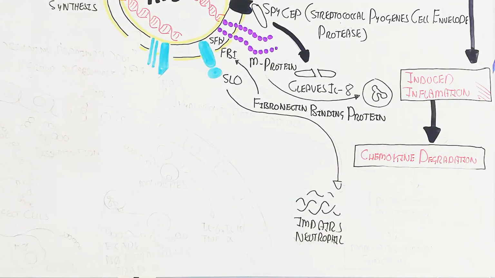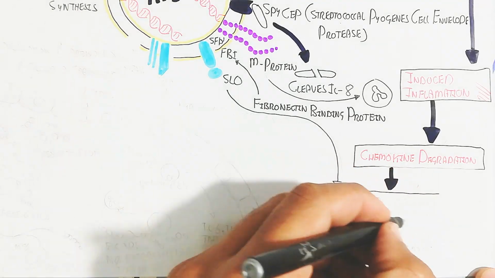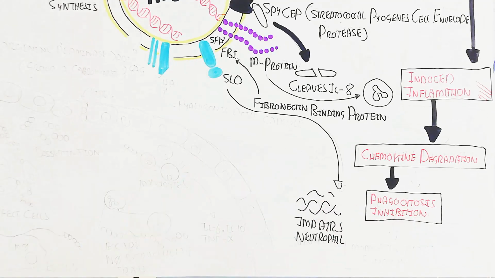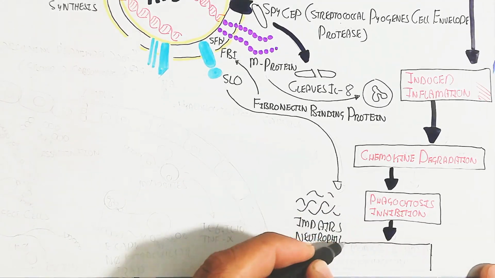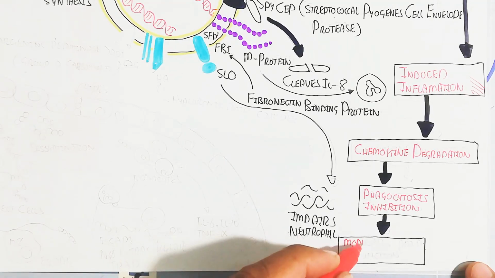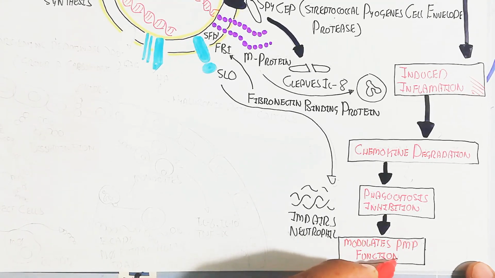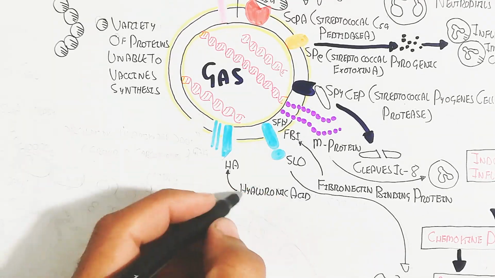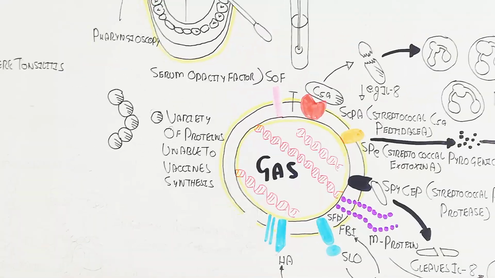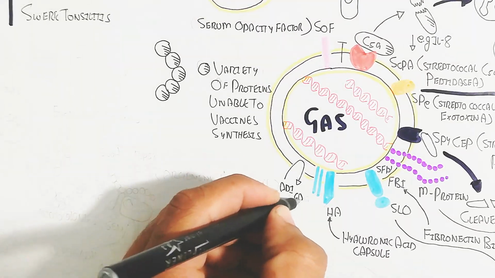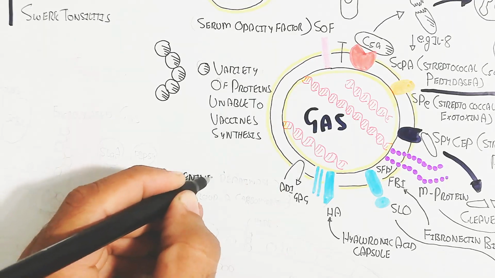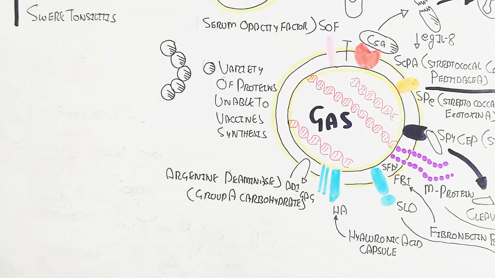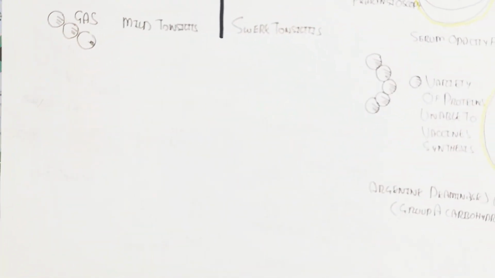Chemokine degradation will occur and phagocytosis will be inhibited, modulating the PMN function and impairing the neutrophil. The impairment of the neutrophil occurs in this manner, basically in the extracellular trap. On the other hand, the arginine deiminase enzyme is used to produce the group A carbohydrate, which is used to increase the protection level.